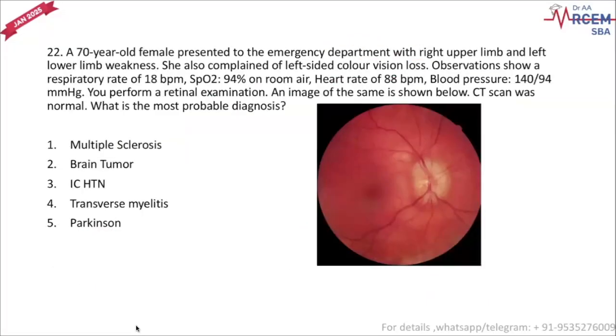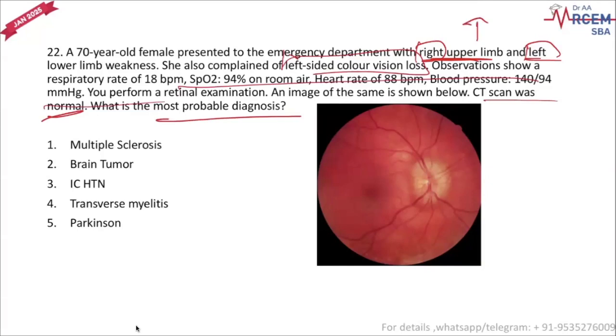A 70 years old female presents to the ED with right upper limb and left lower limb weakness. It is right here and it is left here. She also complains of left ocular vision loss. Observations are completely normal. CT scan has been normal. What is the probable diagnosis?